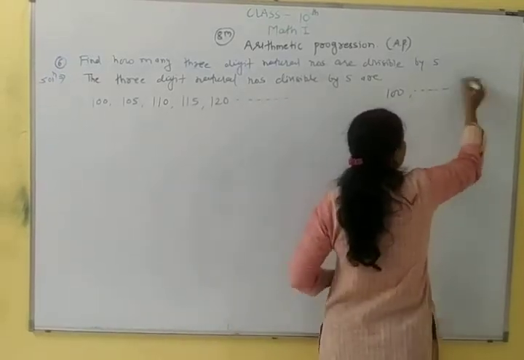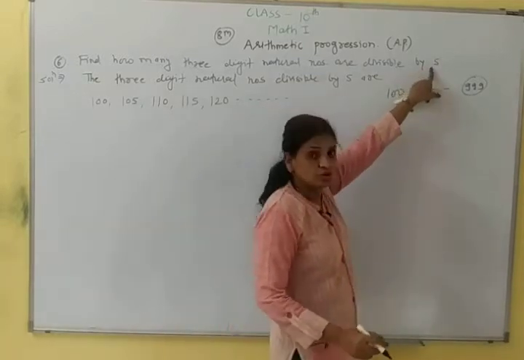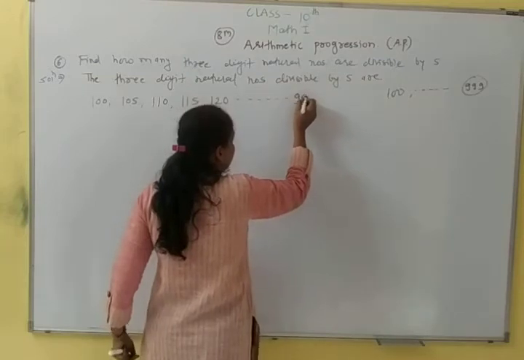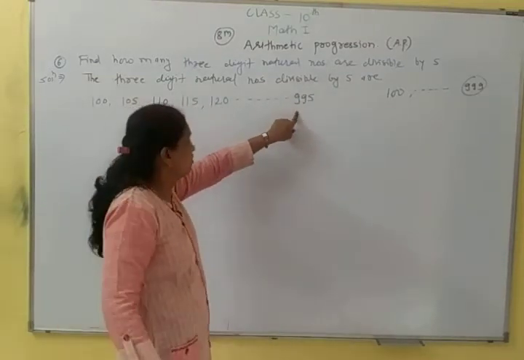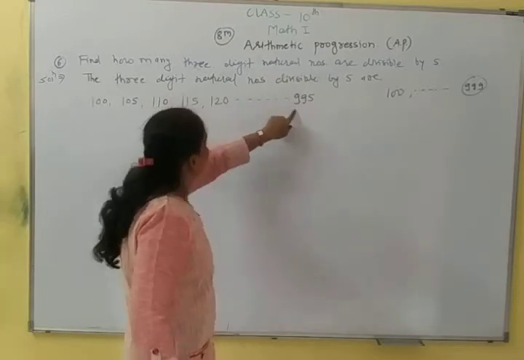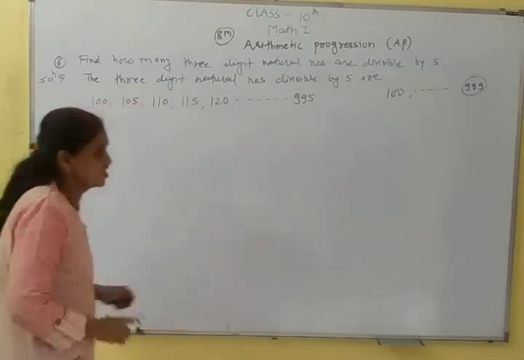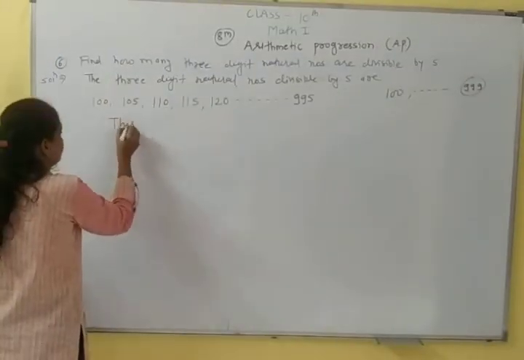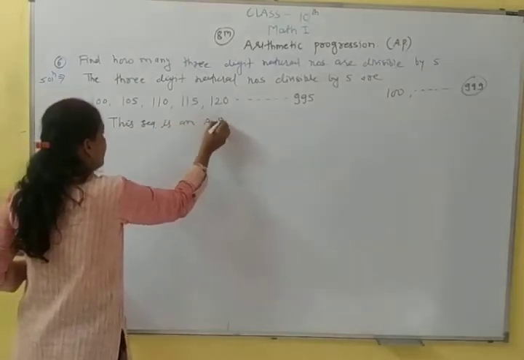999, but this number 999 is not divisible by 5. So take the number before, which is 995. This is the last term divisible by 5. So this is our last term, that is Tn. Then this sequence is an AP.